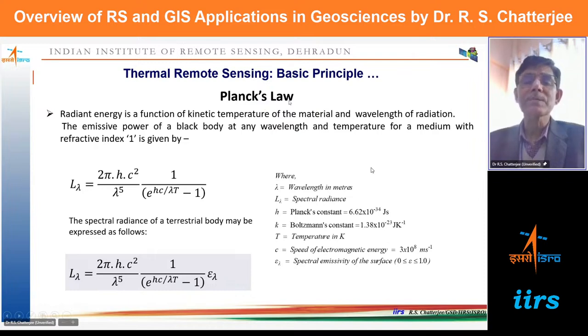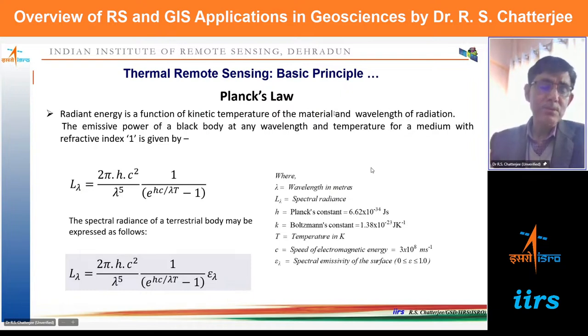Now you see, thermal remote sensing is basically based on Planck's law. And what does Planck's law tell us? In Planck's law, the radiant energy is a function of the kinetic temperature of the material and the wavelength of radiation. In fact, it is the relationship between these three variables. One is the temperature of the object, I mean the kinetic or actual temperature of the object, and how much energy is getting emitted, because this object is at a certain temperature, so it will emit some thermal radiation, isn't it? So how much energy is radiated? What is the temperature? And what is the wavelength of the maximum radiation peak?